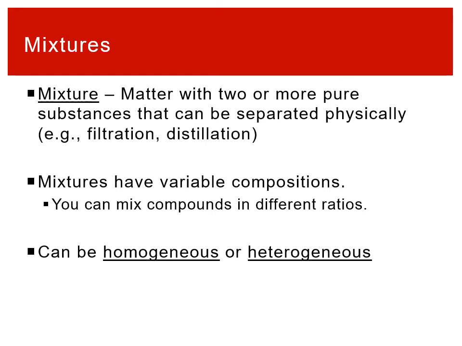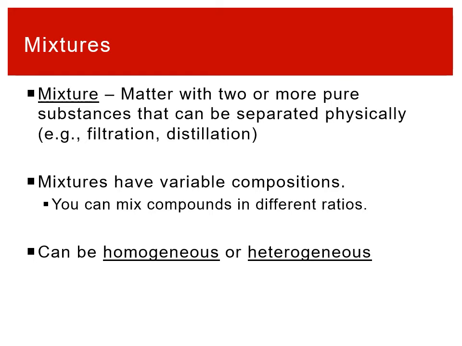If we go back to the very early discussions of what matter is, we have the idea of a mixture. This is a sample of matter with two or more pure substances that can be separated physically. They can undergo filtration or distillation, something like that. You can separate that mixture in that way. They're made by mixing two compounds together at different ratios. The important aspect about mixtures is that they have variable composition.